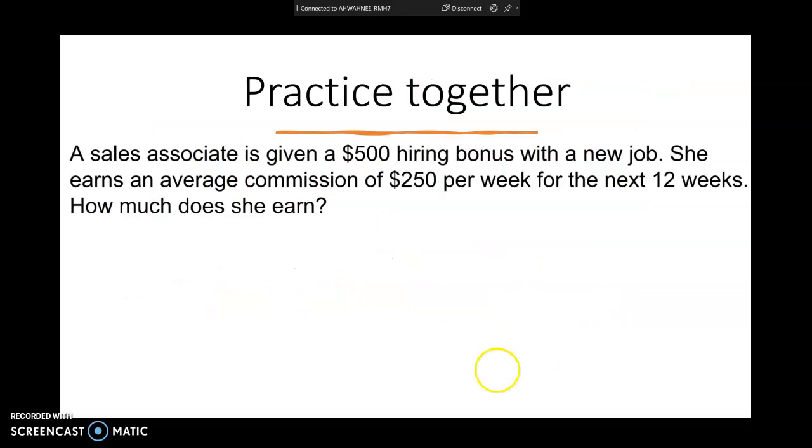Let's do one more. A sales associate is given a $500 hiring bonus with a new job. She earns an average commission of $250 per week for the next 12 weeks. How much does she earn? Okay, let's look back. So a hiring bonus, what does that mean? A hiring bonus means that you get it when you sign on. You get it once. You don't get it every time. It's a bonus. So that should signal to you it goes at the end, something x plus 500.